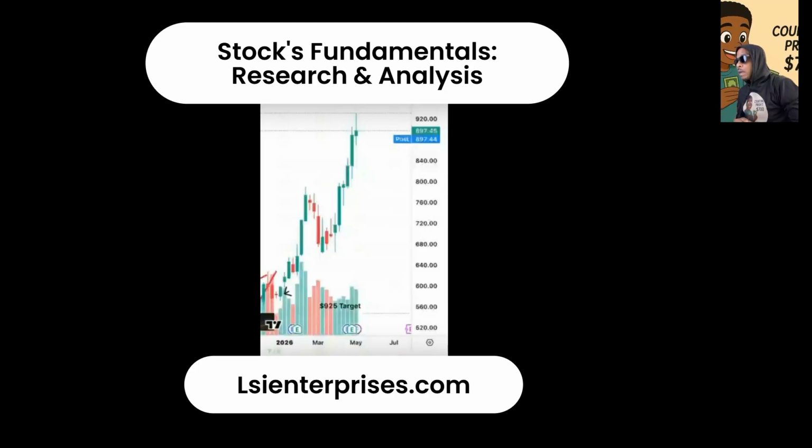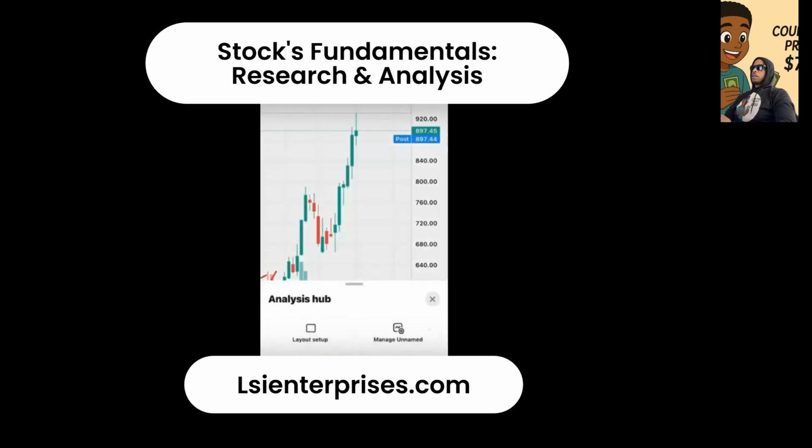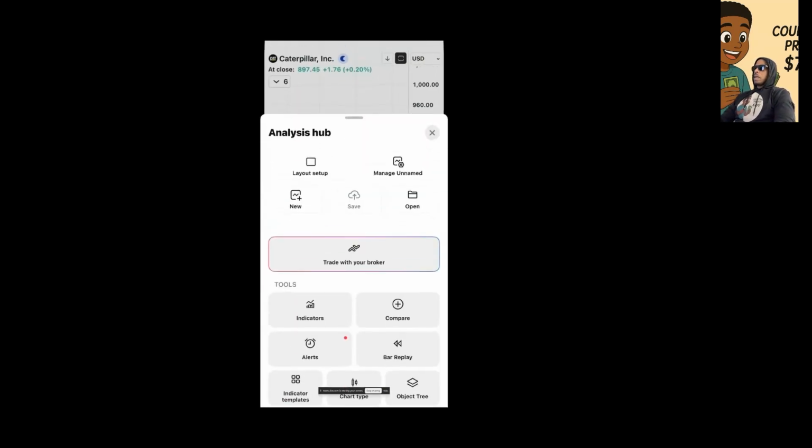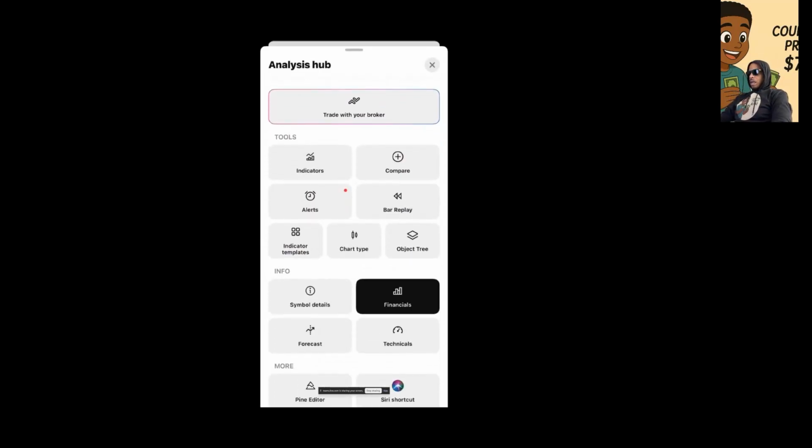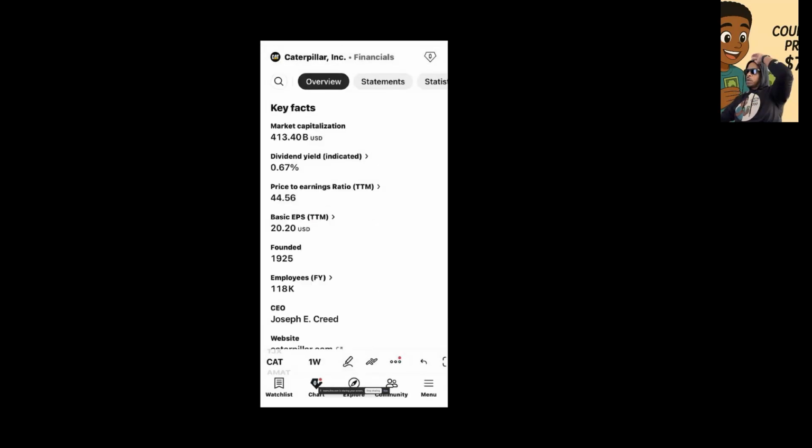All right, so anyway, looking at the fundamentals, this is what you do if you got a TradingView app. They can get downloaded for free. If you don't know anything about that, you definitely need to get into that. So let's take a look at it. When you go in there, you want to click on these three dots right here. When you click on those three dots, you're going to scroll down and you're going to see an option that says financials.